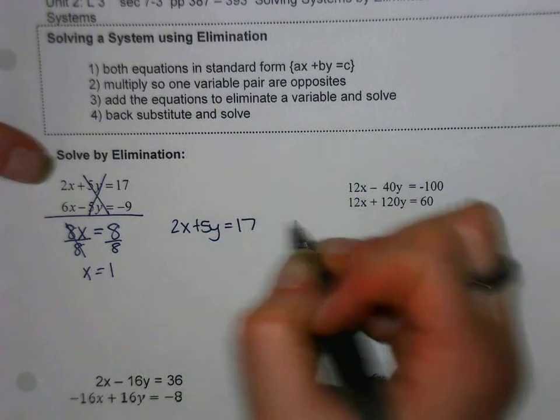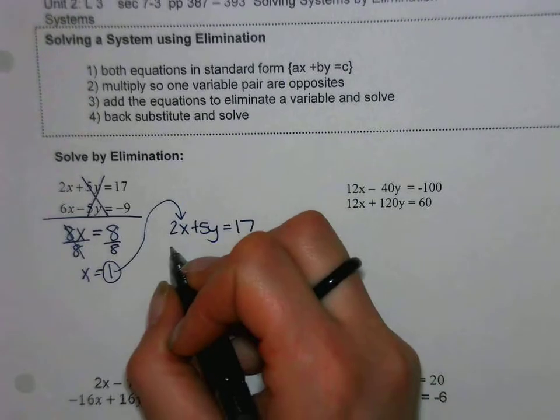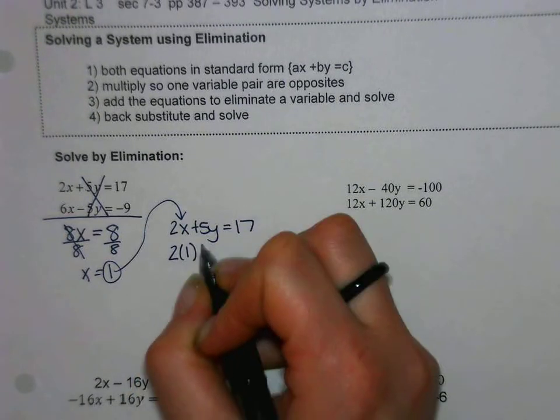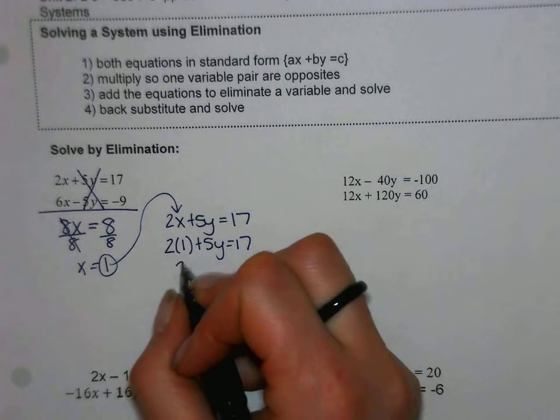So then our next step, I'm going to rewrite my one equation, which I'll rewrite at the top. I know my x is a 1, so I'm going to replace and substitute. So 2 times 1 plus 5y equals 17. I know 2 times 1 is 2.